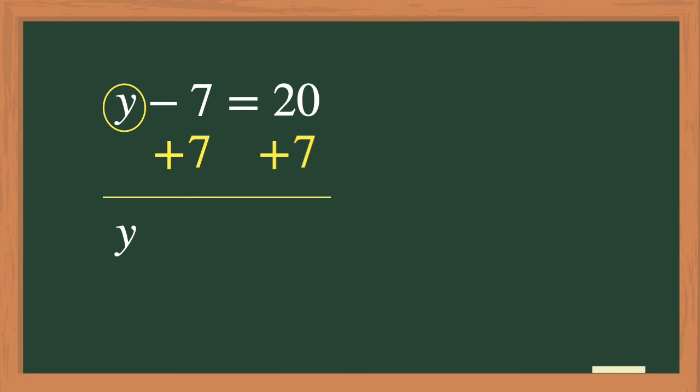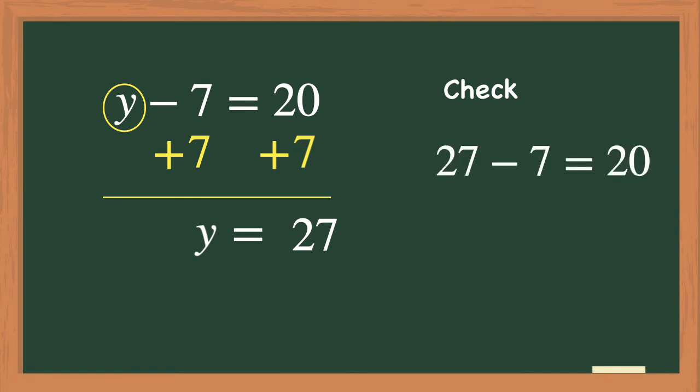Now on the right side of the equation, you have 20 plus 7, which is 27. So y is equal to 27. You can do a quick check again by substituting the value of 27 in place of the y in the original equation. Then simplify the left side of the equation by subtracting 7 from 27, which equals 20, and 20 equals 20.